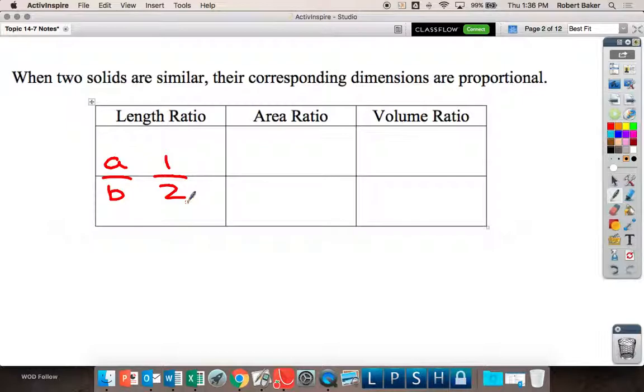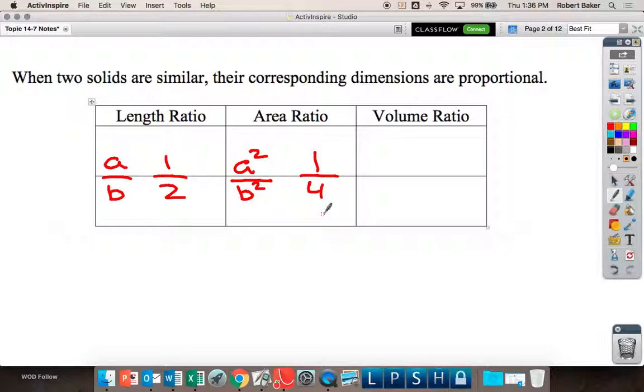Now how do we change this ratio of lengths to a ratio of areas? Square. We square it. So a ratio of areas is A squared over B squared. So if the ratio of areas is A squared over B squared, we have to square 1 over 2. 1 times 1 is 1, and 2 squared is 4. That's what we've already learned. We've already done this. And the new thing today, a ratio of volumes.